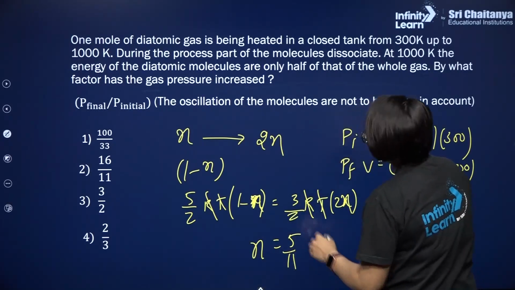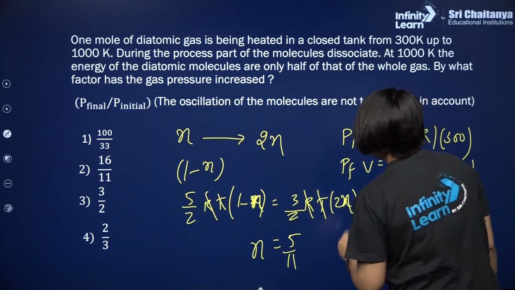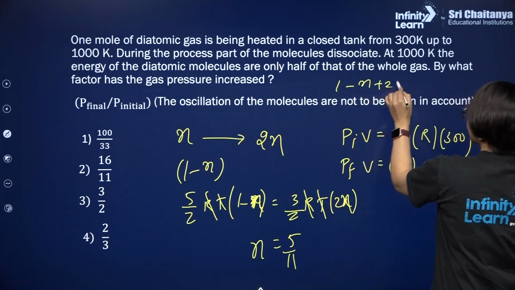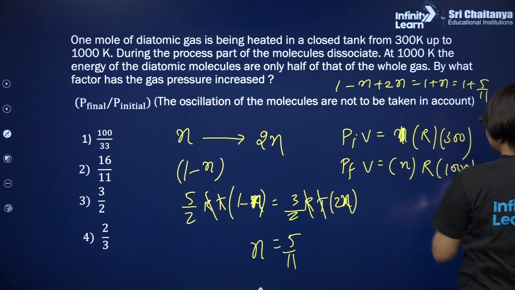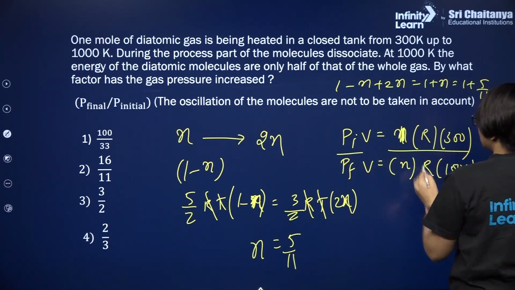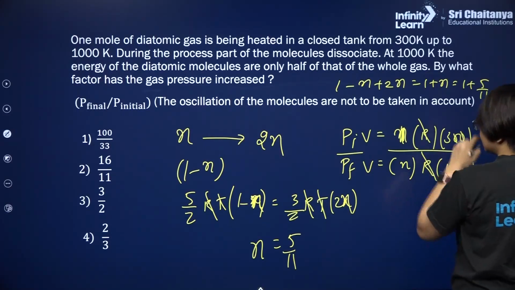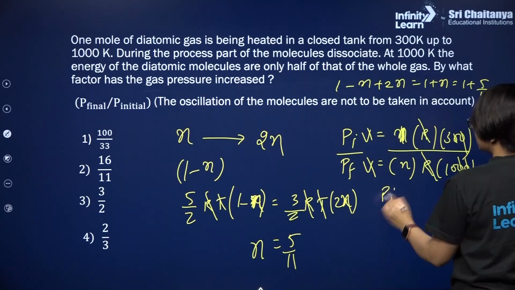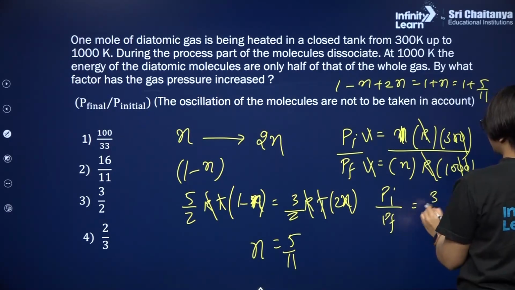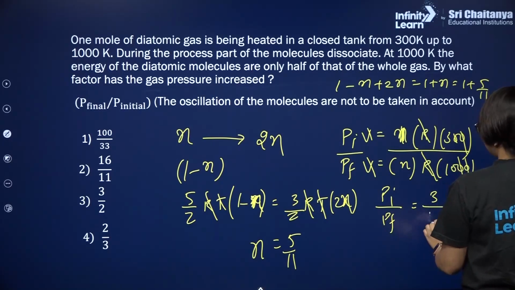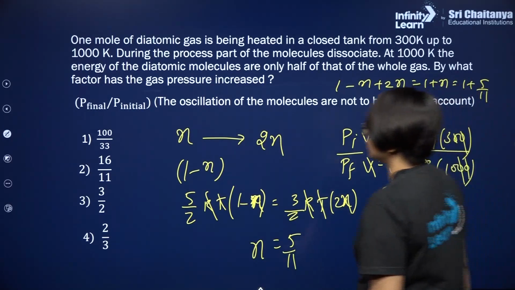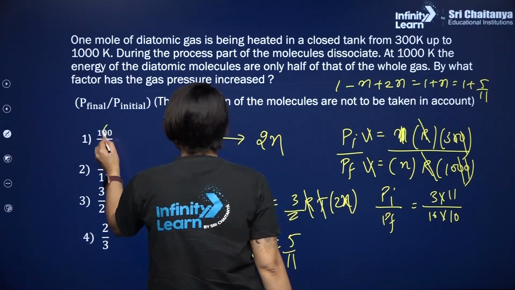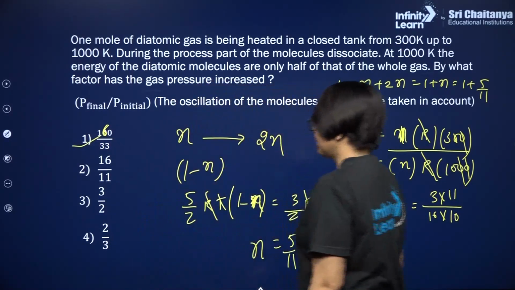So the number of moles now after dissociation is 1 minus n plus 2n, that is 1 plus n, that is 1 plus 5 upon 11, that is 16 upon 11. If you take the ratio, R cancels, V cancels. So P initial upon P final is equal to 3 upon 16 upon 11 into 10. So P initial upon P final is 33 upon 160. So it will be 160 upon 33, which is option 1.